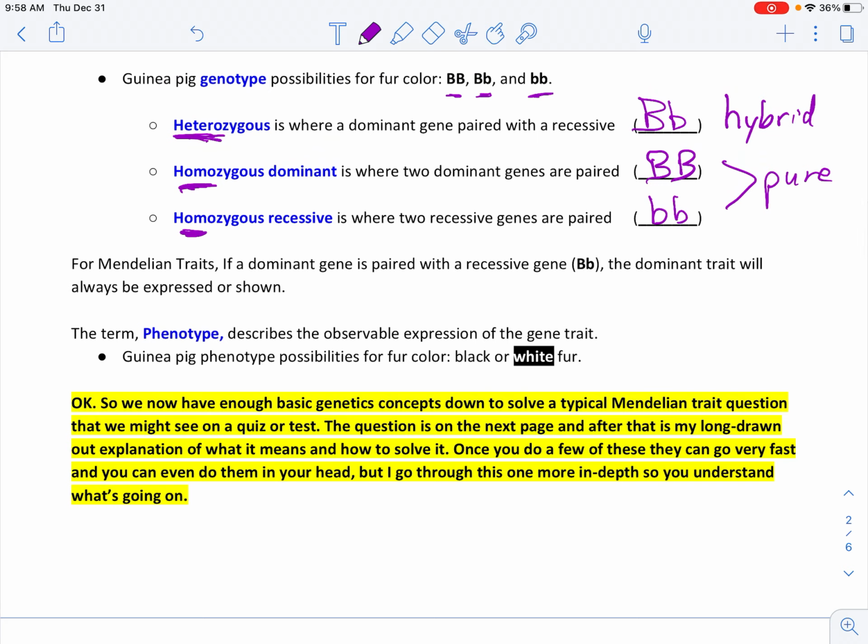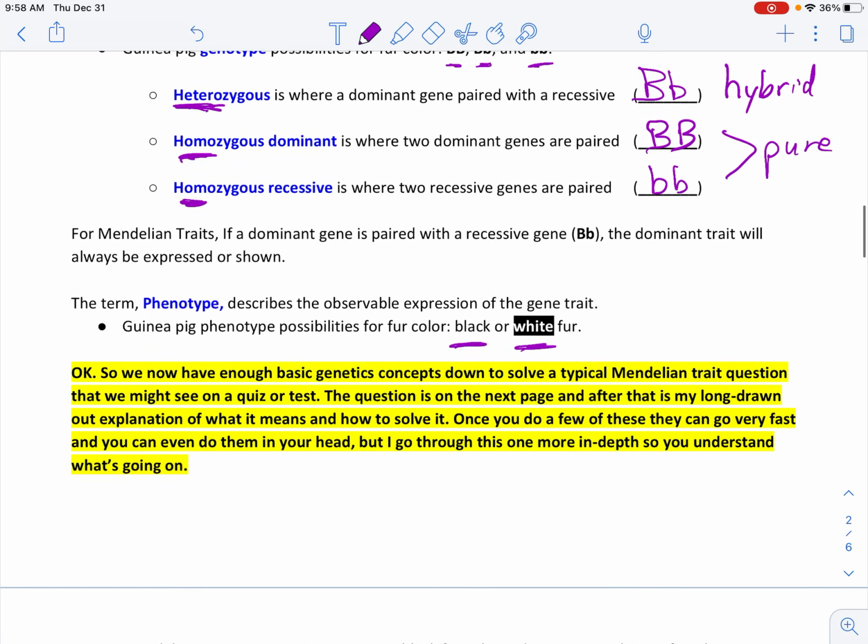The phenotype is just the word we use. Like the phenotype would be to have black fur or white fur. It's the physical expression. You can always see it. Like your phenotype might be to have high cholesterol. Well, I can't see that. But it's the physical expression of those genes.